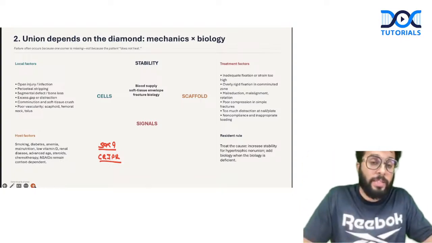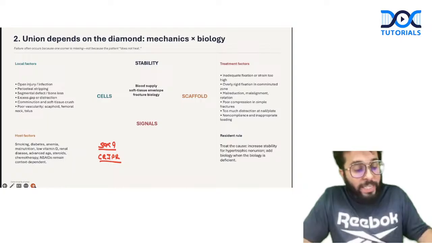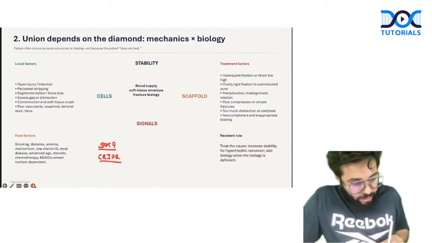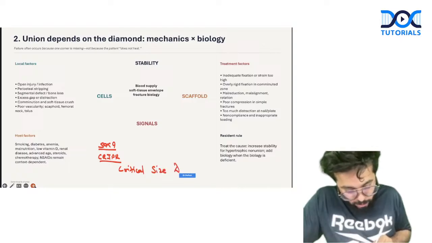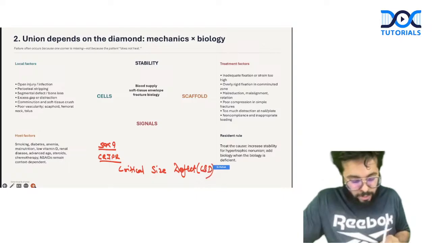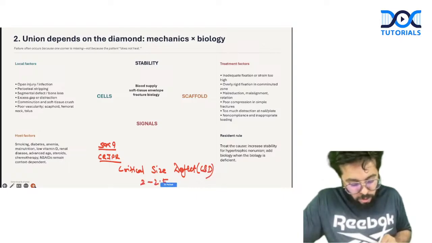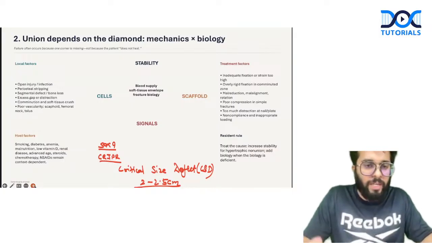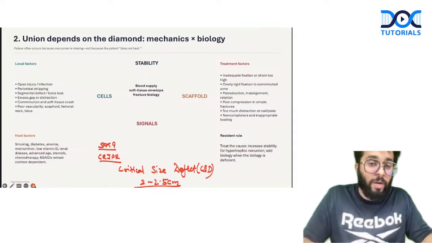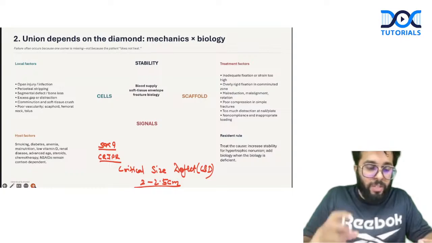Yes, segmental defect. There is something called critical size defect. Remember this term, critical size defect. You can write it in your exam as well, CSD. What does it mean? If there is a defect of more than 2 to 2.5 centimeters, it is very unlikely that union will occur. You might very often encounter this in humerus shaft fractures. What you'll require to do there is abut the fragments together and apply a graft.